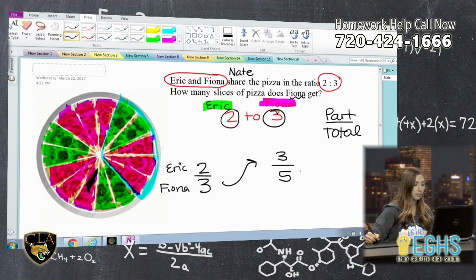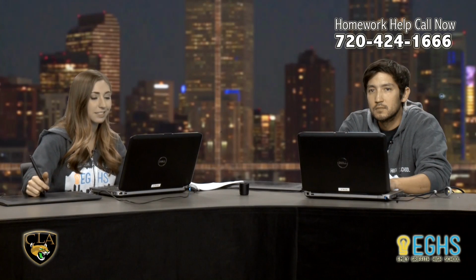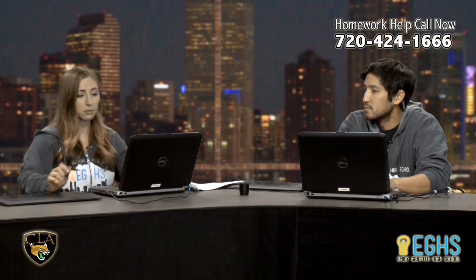And I could use that as an equivalent fraction and say, well, I've got 15 slices total, so how many is she going to get out of that 15? And you could see that an equivalent fraction to that is 9 out of 15 as well. So there's maybe another way to do it. I chose to go visually just because we had it there, and a lot of times it's nice to see what those ratios look like visually, but there you go.